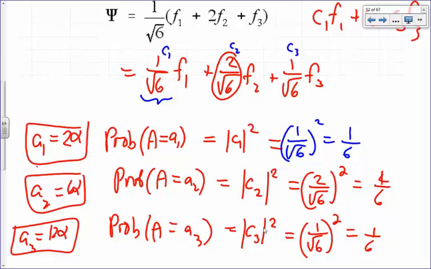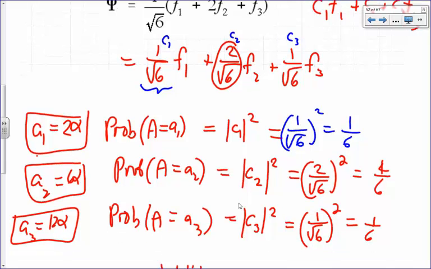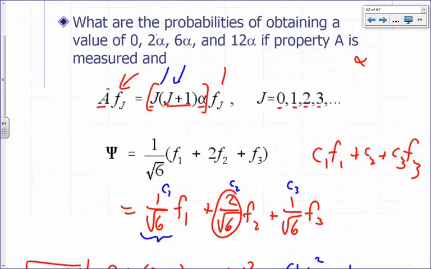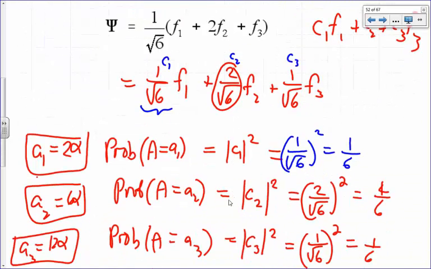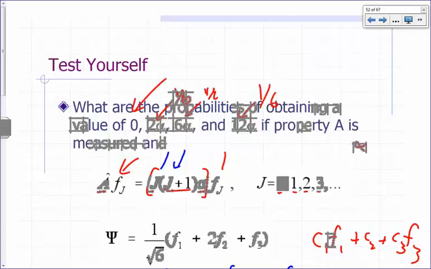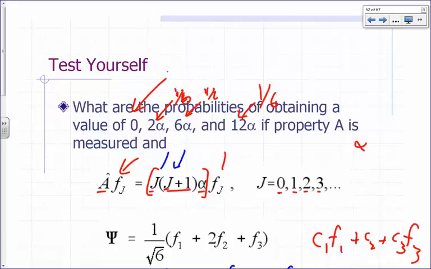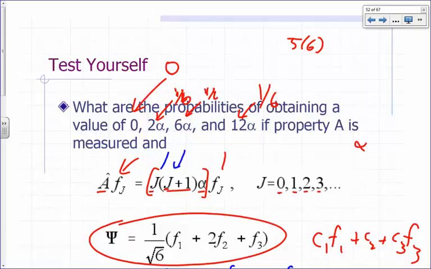What's the probability I'll get anything else? All the other coefficients are 0, right? So what did we say? 2 alpha, you have a 1/6 probability. 6 alpha, you have a 4/6 probability, right? And 12 alpha, what's the probability? 1/6. 0 is allowed, according to this, but what's the probability I'm going to get 0? 0. In this particular specific case, it is 0, because C0 in this case is 0. Yeah. So j equals 5, what's 5 times 6? That's 30, right? So what's the probability I'm going to get 30 alpha? 0. Even though it's allowed, in this particular case, because C5 is 0, probability of finding 30 alpha would be 0. That's what it means. Okay? So that's postulate number 4.